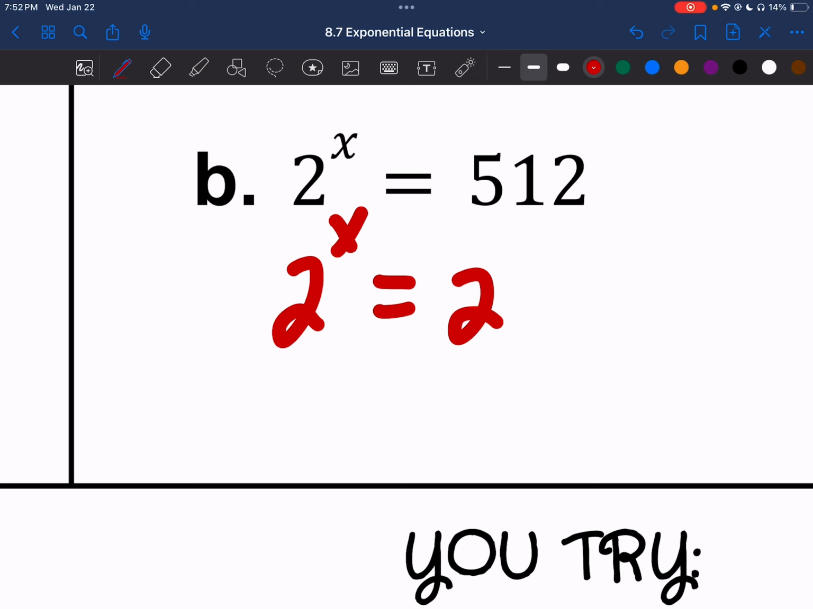Times 2 again is 256. Still haven't gotten there. Times 2 again is our magic number of 512. That was, if you were counting at home, 9 times that we multiplied by 2. So that means our x must equal 9.